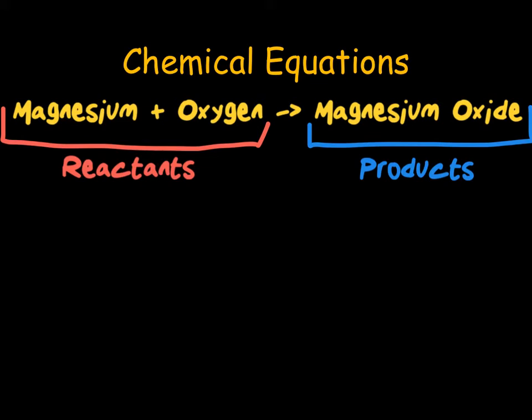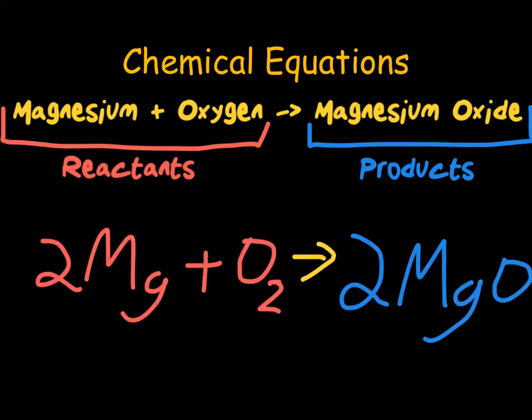For example, magnesium plus oxygen goes to magnesium oxide. This is known as a word equation. It doesn't show us as much detail as a symbol equation, but it does show us the overall chemical reaction. We can make this equation much more useful by turning it into a symbol equation. In order to do this, we need to look at the periodic table.